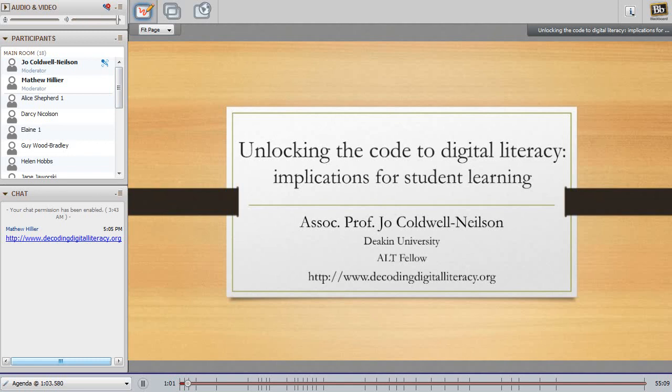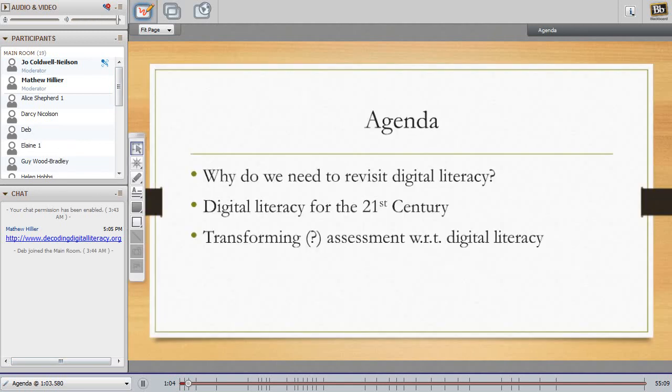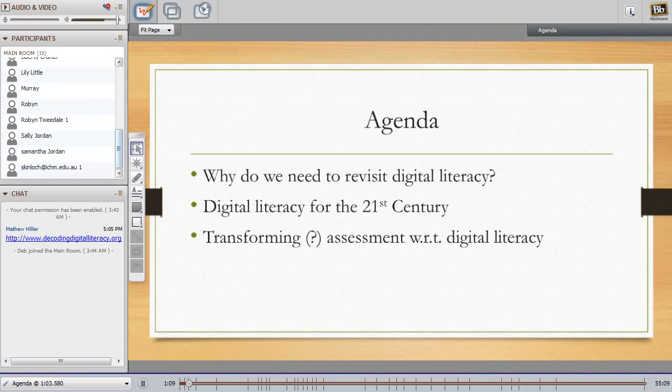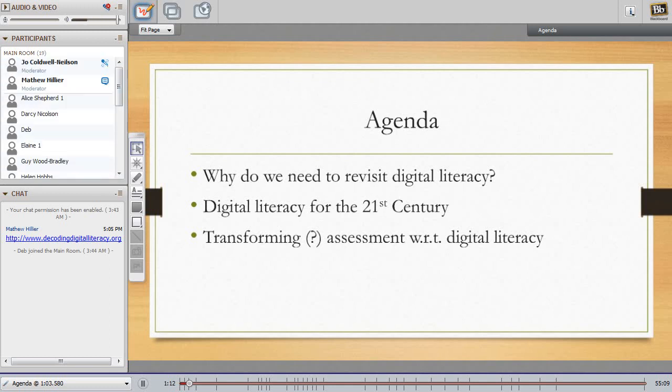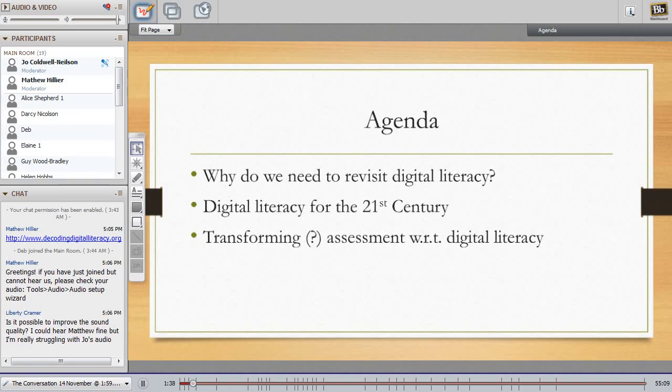So let me start by talking about what we're going to talk about. My first part of this talk is going to be around why we need to revisit digital literacy. We have been working in an environment where we make assumptions about digital literacy. We have our own understandings of digital literacy, but I want to challenge you to think a little bit more broadly about what digital literacy may encompass. And I'd like to introduce an understanding of digital literacy that I hope will work for the 21st century.